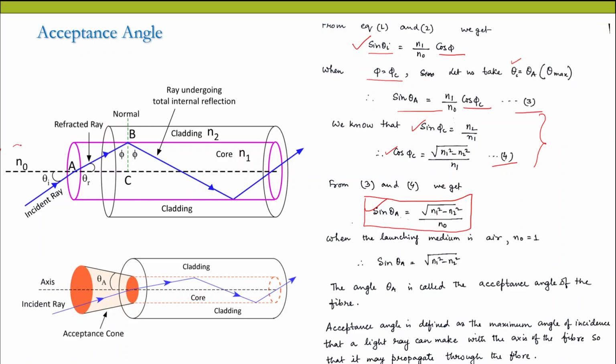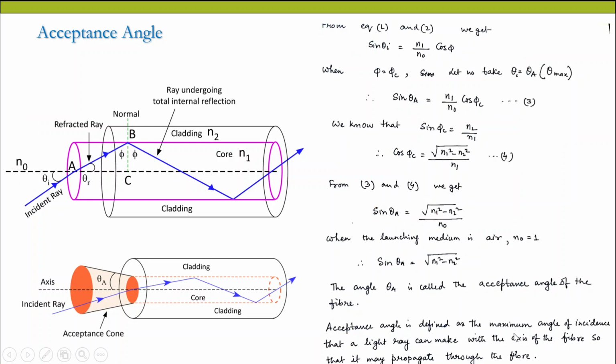Now if the launching medium is air, then n0 will be equal to 1. So if we put n0 equal to 1, the equation becomes sine theta A is equal to root over n1 square minus n2 square. This angle theta A is called the acceptance angle of the fiber. So what is acceptance angle? Acceptance angle is the maximum angle of incidence that a light ray can make with the axis of the fiber so that it may propagate through the fiber.